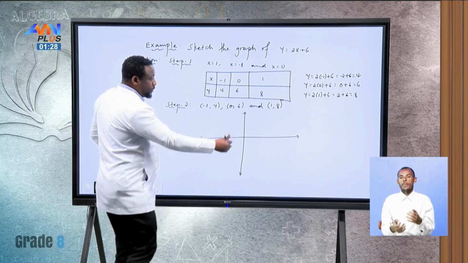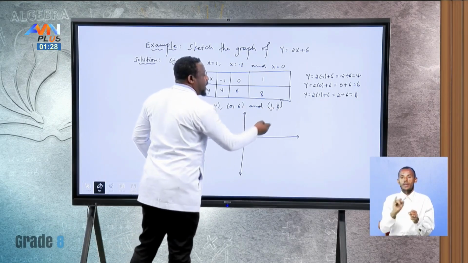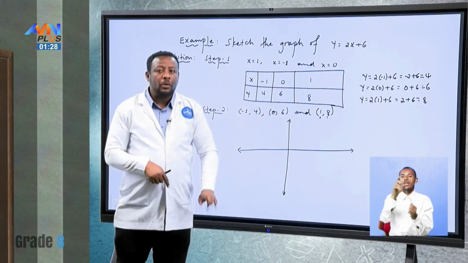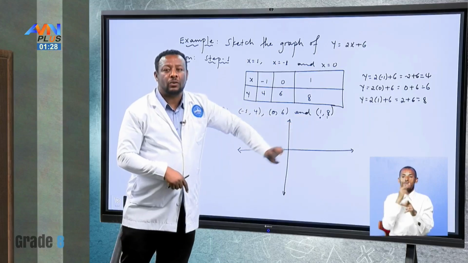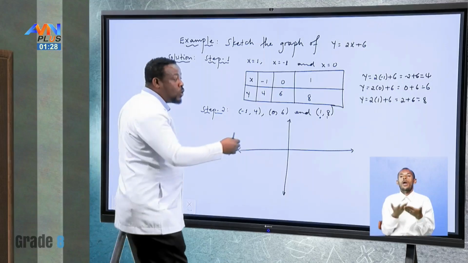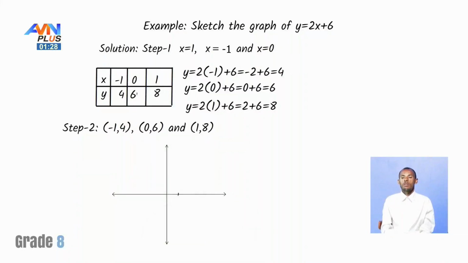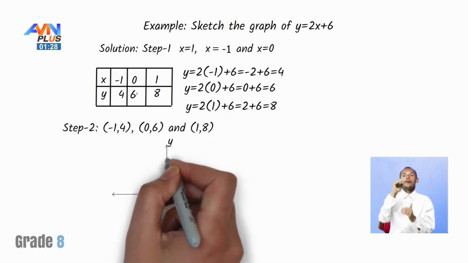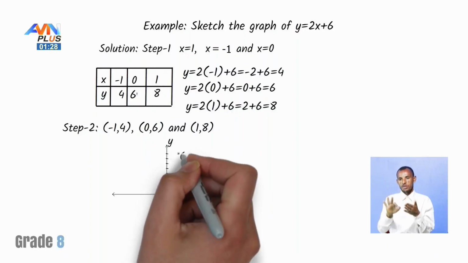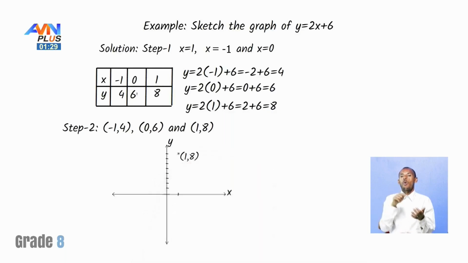So (1, 8) is a point in the first quadrant because both x and y are positive. So we expect it in the first quadrant, here. So where do I put this (1, 8)? Count 1 unit to the right of the y-axis, and you need to count 8 above the x-axis. So you need to properly count here. Roughly, (1, 8) is a point around here. Say this is (1, 8).